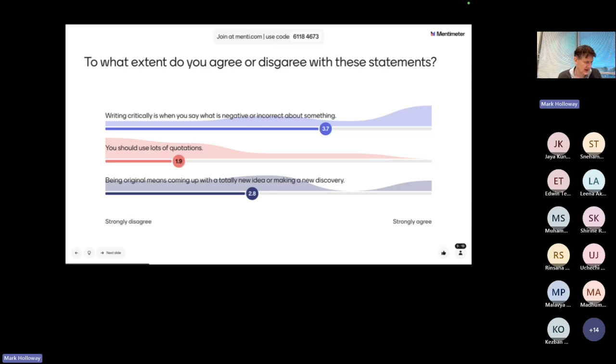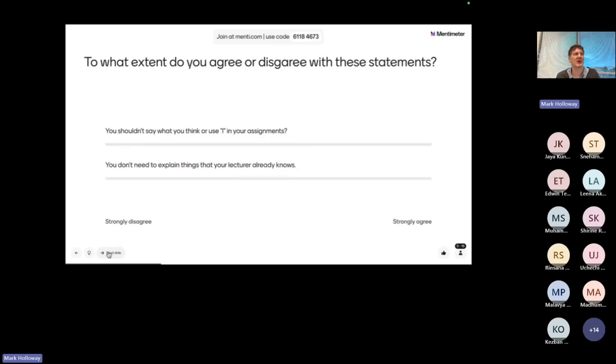I've shown you 6 statements. I'm going to show you another 4 in 2 groups of 2. So the first one here is: you shouldn't say what you think or use I in your assignments, and you don't need to explain things that your lecturer already knows. So we have 20 people in the Menti. Let's see how quickly we can at least get 10 responses to these statements.